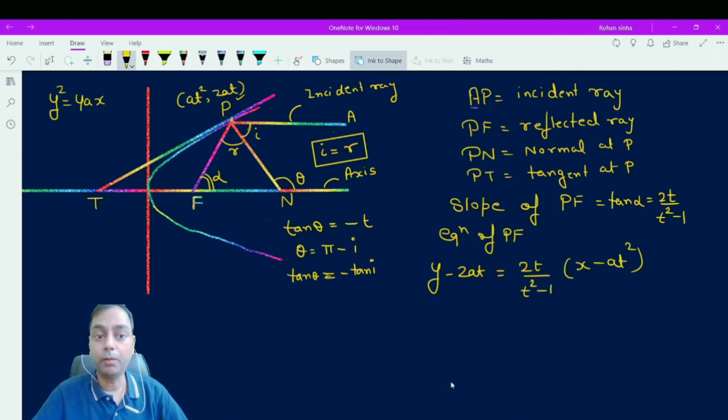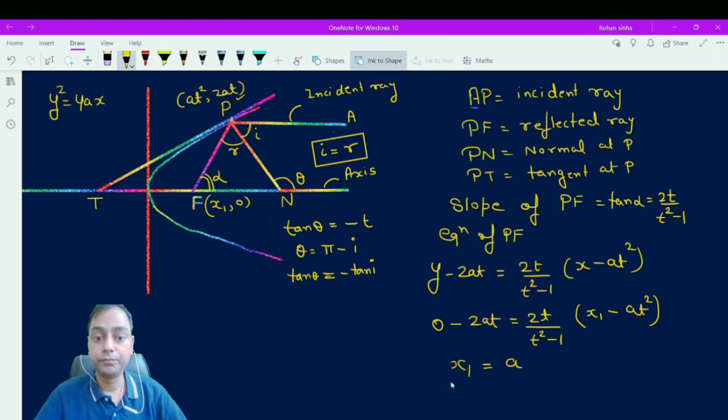Now to find coordinate of F, what we need to prove? That this coordinate is x1 comma 0. We need to put y at 0. So putting y at 0 here, and x at x1, we find that x1 minus at square. So x1 is equal to a. So what we find? The coordinate of F is a comma 0. And what is this? This a comma 0 is nothing but coordinate of focus of this parabola.